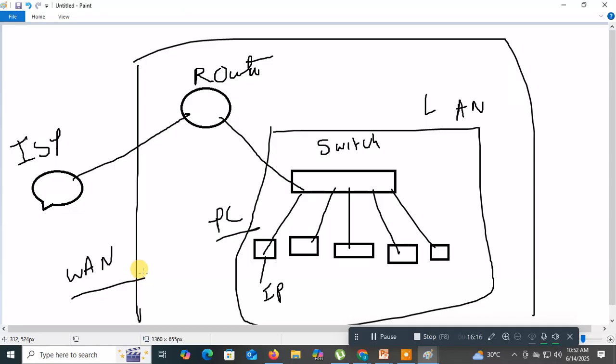Understood? Here, what devices are there? Router, ISP, switch and devices. And another device is called a firewall. Where do you place the firewall? The firewall may be placed here or here. Understood? Where are you placing the firewall?